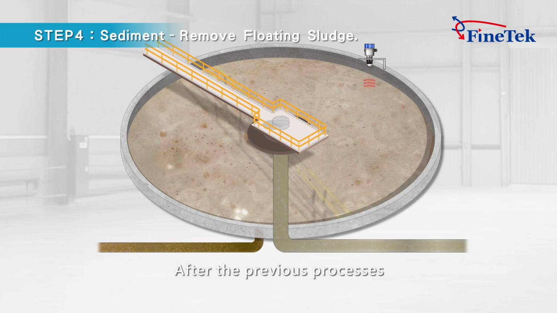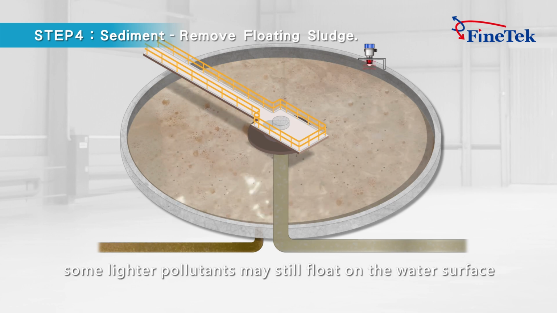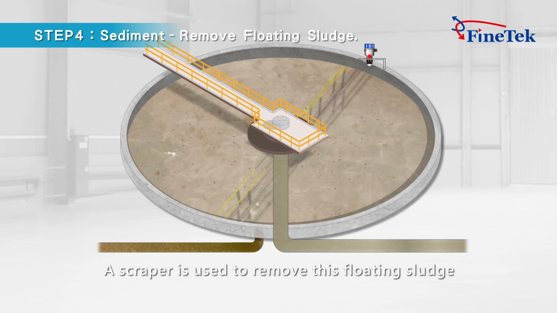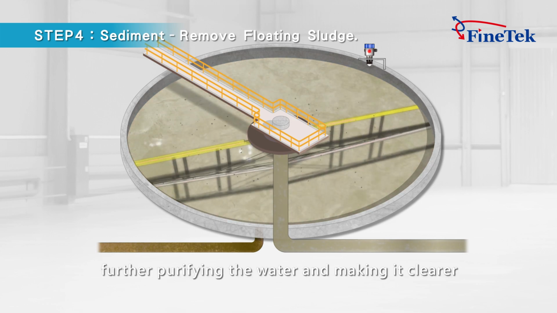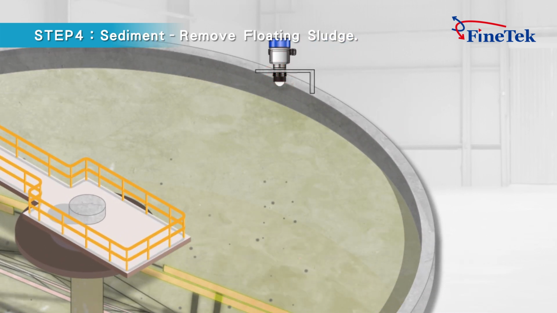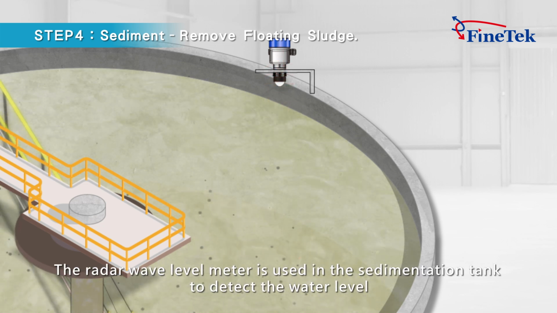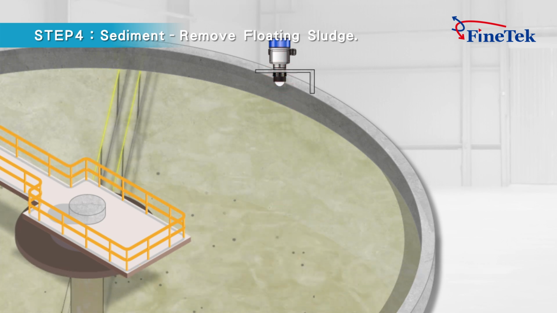After the previous processes, some lighter pollutants may still float on the water surface. A scraper is used to remove this floating sludge, further purifying the water and making it clearer. The radar wave level meter is used in the sedimentation tank to detect the water level.